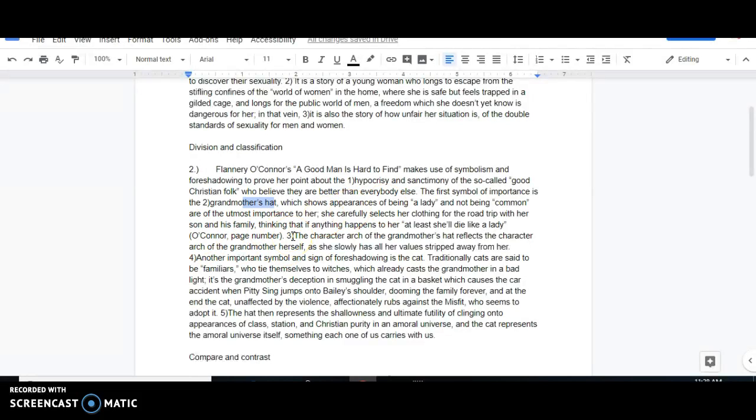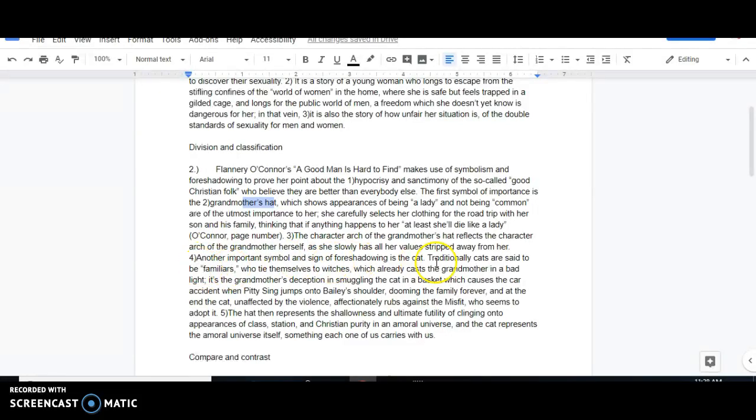The hat, and the character arc of the hat, reflects her character arc as well. It gets slowly battered and beaten down in the course of this journey.